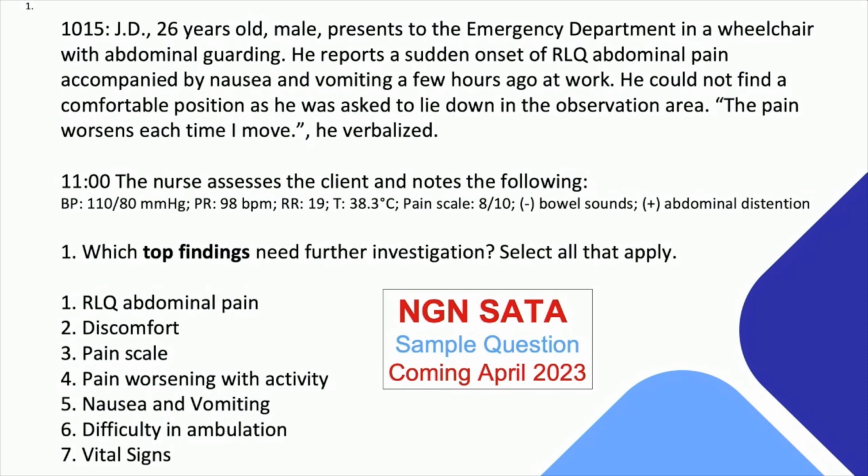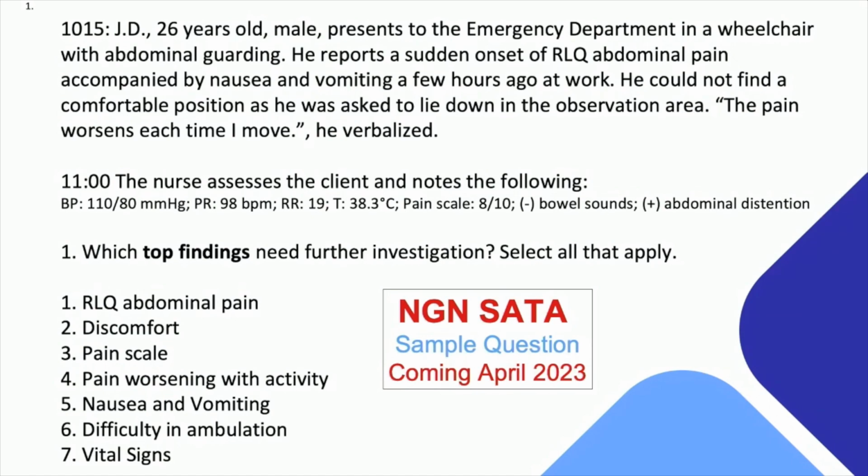Select all that apply. Is it number 1, right lower quadrant abdominal pain? 2, discomfort. 3, pain scale. 4, pain worsening with activity. 5, nausea and vomiting. 6, difficulty in ambulation. 7, vital signs. So we're looking for the top findings that need further investigation. All right. And remember, this is an extended multiple response question.